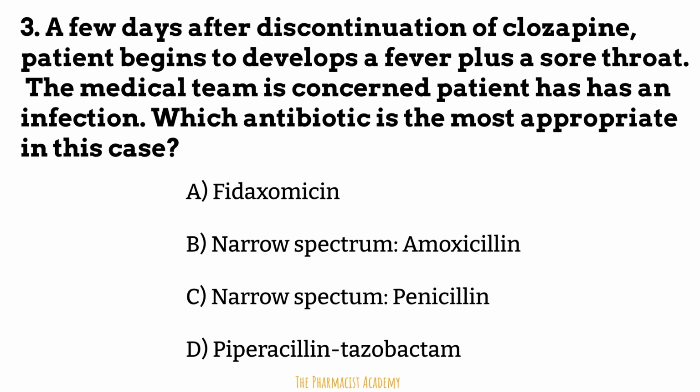We can immediately eliminate fidaxomicin right away because it's only indicated for Clostridium difficile infections, or C. diff. And based off the patient's presentation, the infection is unlikely from a GI origin. We can also eliminate B and C because we don't have a specific causative bacteria, so it is not appropriate to use an antibiotic that has a narrow spectrum activity. Instead, the correct answer is D, piperacillin tazobactam or Zosyn, which has a broad spectrum activity which covers gram-positives, gram-negatives, anaerobes, and resistant bacteria like Pseudomonas.